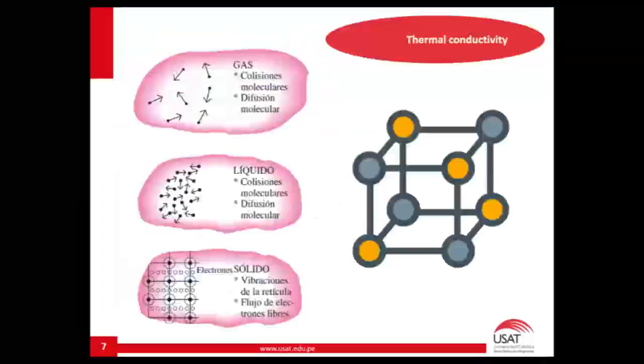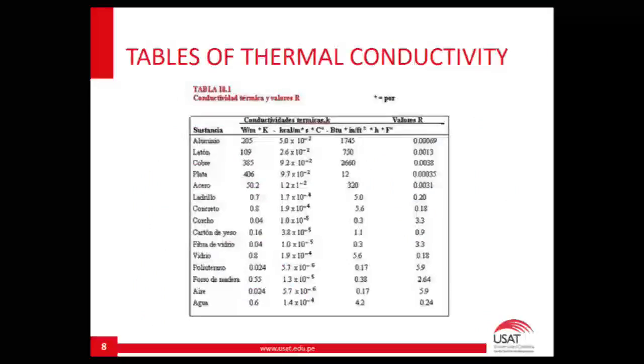In the different states, for example in gas, the molecular collision and molecular diffusion are greater than in liquid. In the liquid they are less. But in solids, there are the lattice vibrations and the flow of free electrons. Here you can see the table of thermal conductivity, the different values of k.